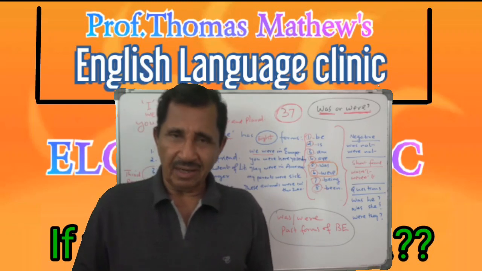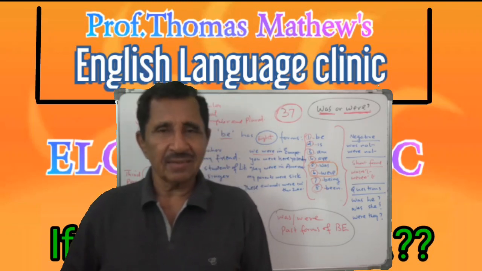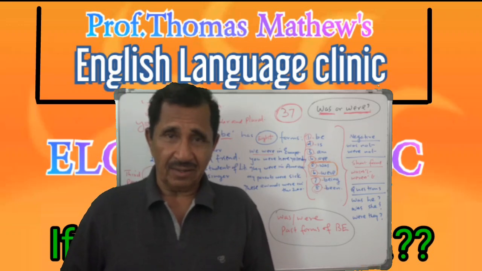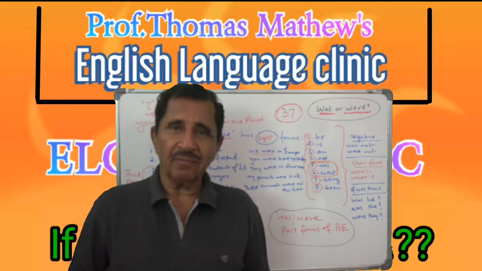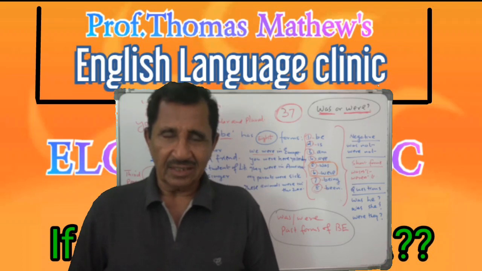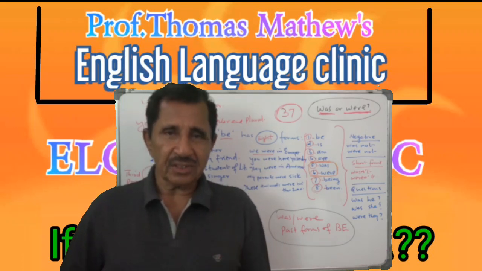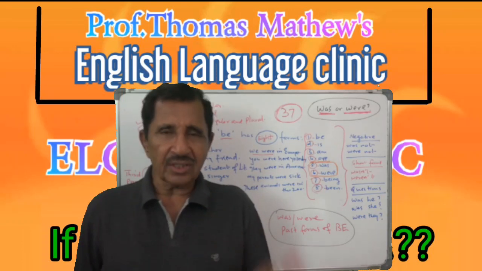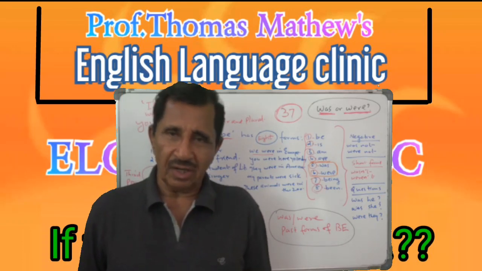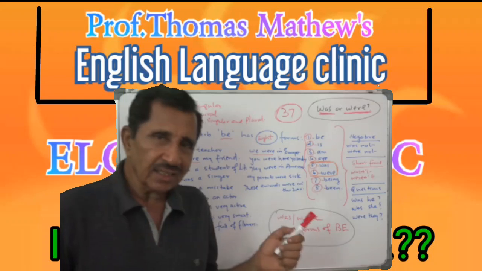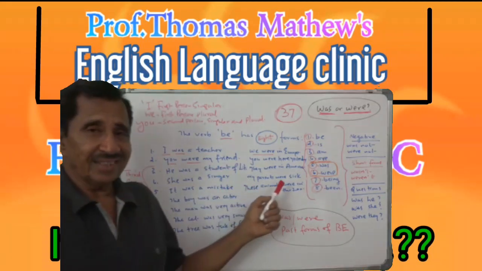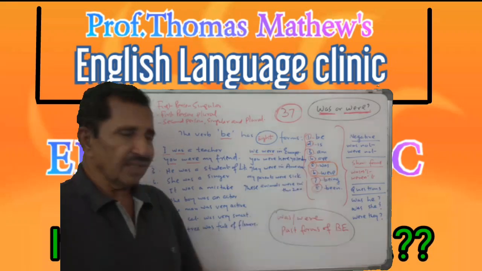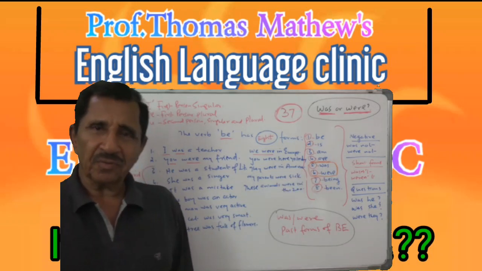So in my class 35 and 36, we were discussing the use of is, am, are. Where is, where am, where are. There we found that the first person singular, am, third person singular, is, all the other places we should use are. Now you can see, the same situation here too. Was and were, these are past forms of to be.